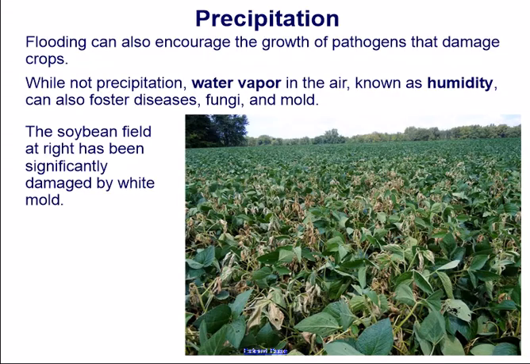Flooding can also encourage the growth of pathogens that damage crops. While not precipitation, water vapor in the air, known as humidity, can also foster diseases, fungi, and mold. The soybean field at the right has been significantly damaged by white mold.